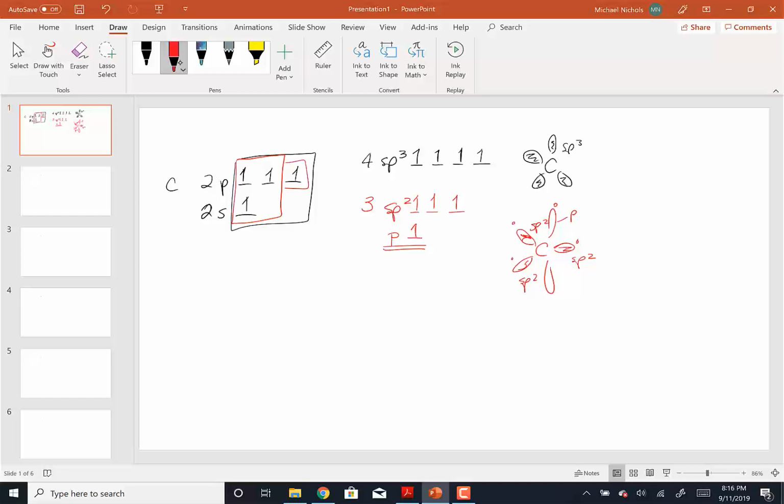So we always have 4 total orbitals in carbon simply because we have 4 orbitals that we're hybridizing.